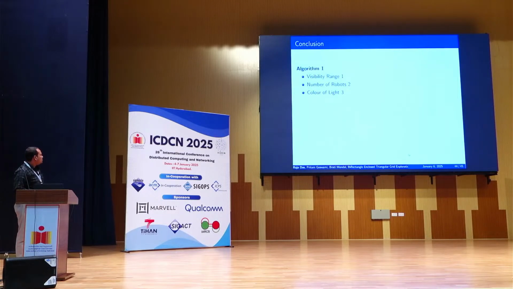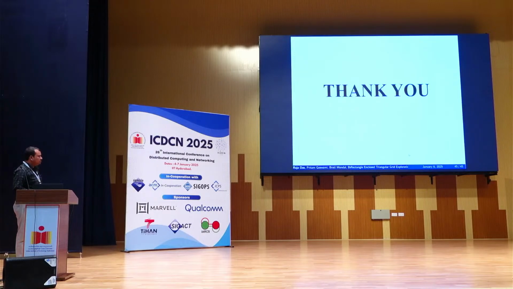As a conclusion, algorithm 1 requires visibility range 1, the number of robots is 2, and the number of colors of light is 3. Algorithm 2 requires visibility range 2, the number of robots is 2, and the number of colors is also 2. These were the 2 algorithms of this paper. These algorithms work under a synchronous scheduler. As future work, algorithms for an asynchronous scheduler can be considered. Thank you.